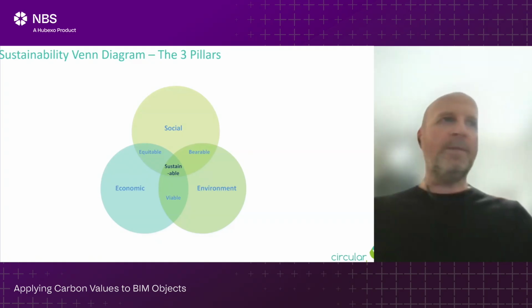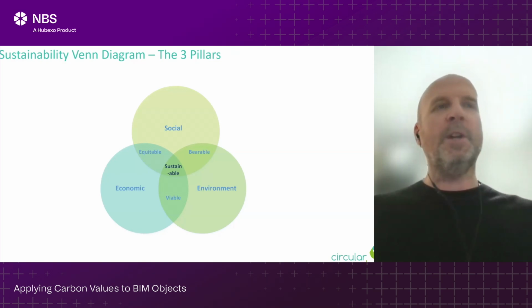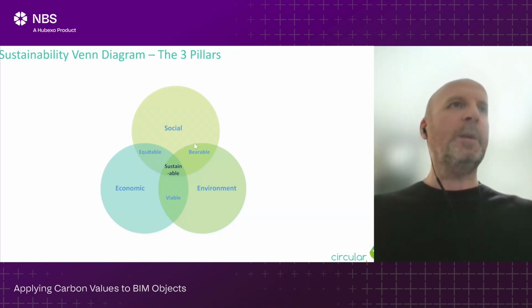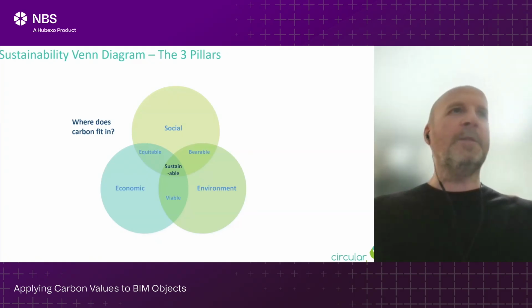Now, what I like about this representation is when you balance 2 of the 3 factors, you end up with different situations that are not quite sustainability. So if you balance social with economic, you end up with an equitable situation. If you balance environmental with social, you end up with bearable. And if you balance economic and environment, you end up with viable. But really, you need to balance all 3 factors to end up with a sustainable situation.